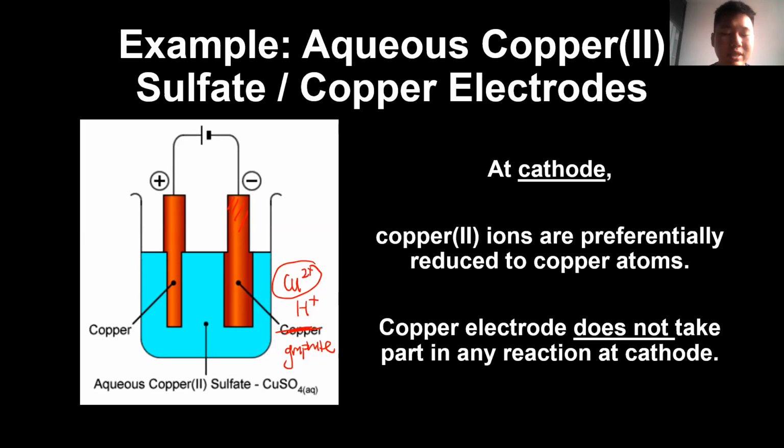Yep. So this is something very important, and it may be very confusing if this is the first time you are hearing this. So we need to know that the copper electrode does not take part in any reaction at the cathode, and this is perhaps a summary of the whole question. If you are able to understand this sentence, it means that you really understand this subtopic of electrolysis using active electrodes.